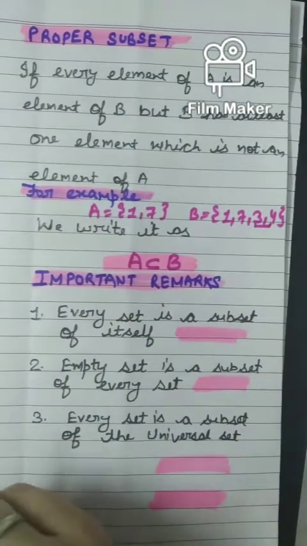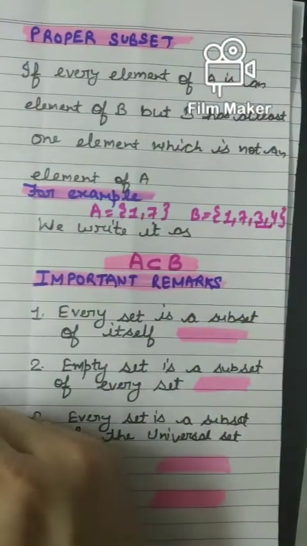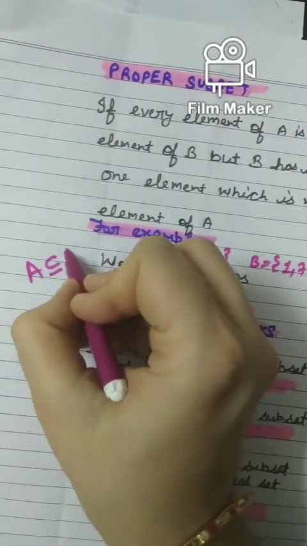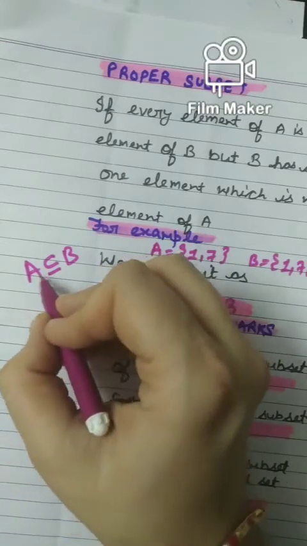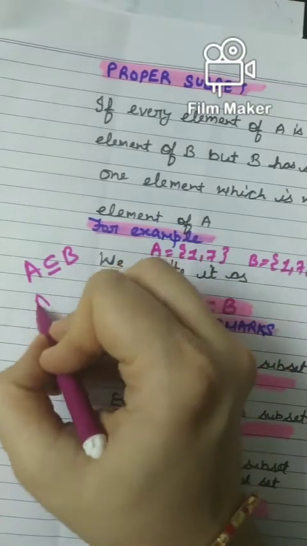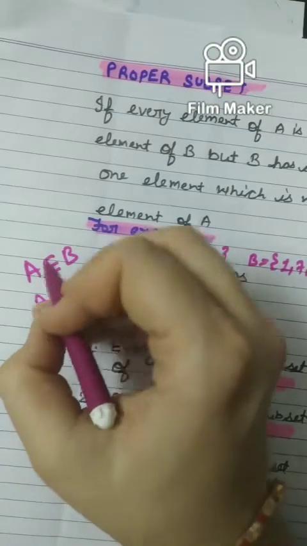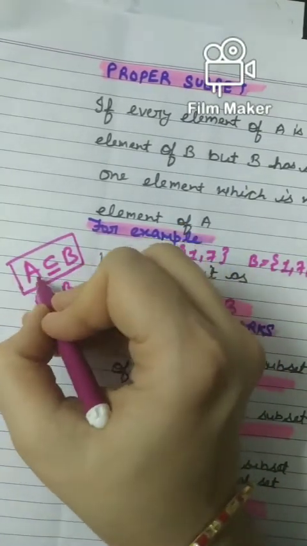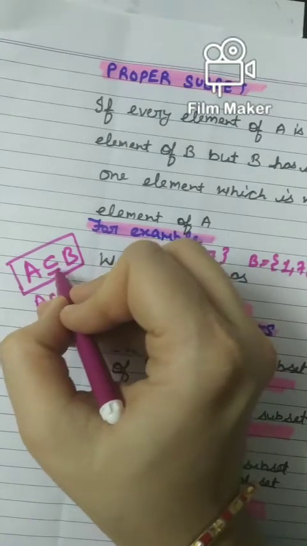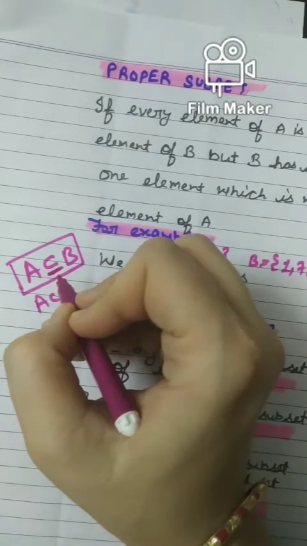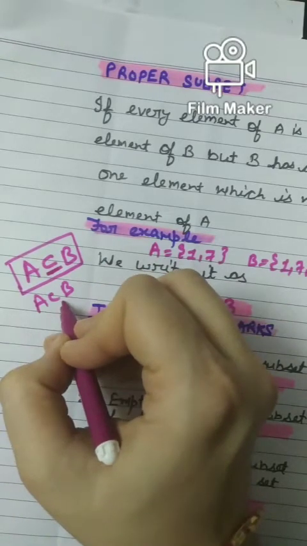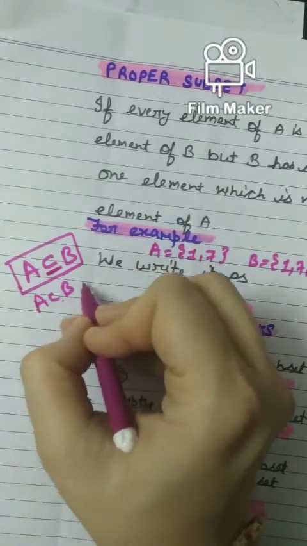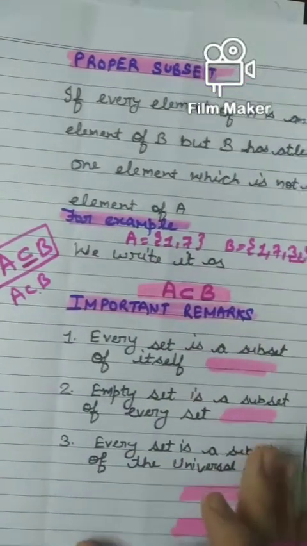So what is difference between proper subset and subset? Beta, if I am writing like this, A is contained in B, I will say A is subset of B. This one, A is proper subset of B. In this, A is subset means A is contained in B or A is equal to B. But in this, A is fully contained in B. It should not be equal to B. It will be always smaller than B. Okay? That is only the difference.